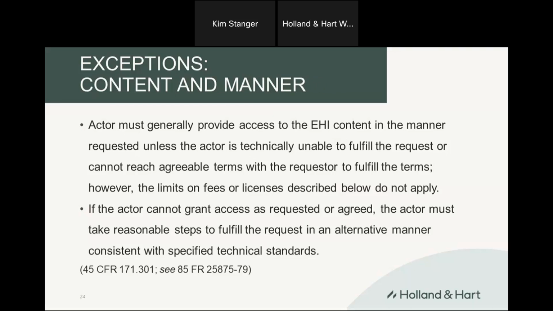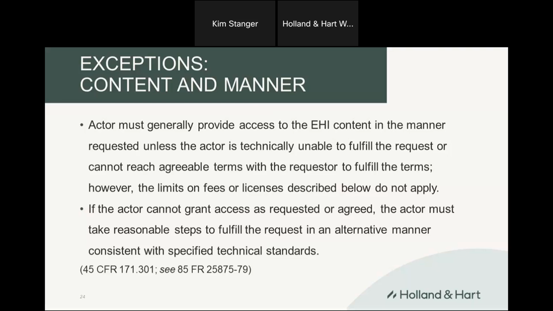So let's talk about situations now where you are willing to go ahead and provide it, but you're going to change the manner or put conditions on the manner in which you are going to provide it. In this one, the first exception is the content and manner exception. It basically states that an actor must generally provide access to the EHI in the content and manner that the requester requested it, unless you're technically unable to fulfill the request or cannot reach agreeable terms with the requester to fulfill the terms.